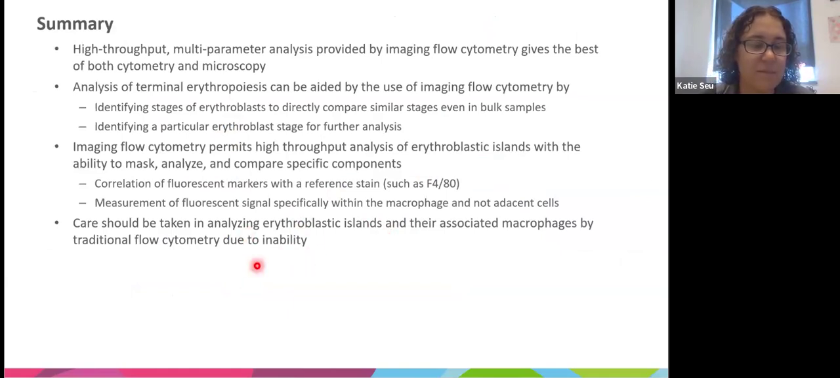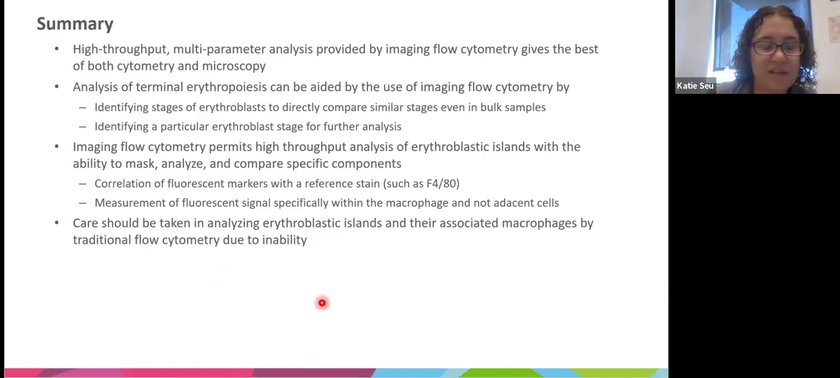And then, you know, a general cautionary note that care should be taken with erythroblastic islands research and any associated macrophages, just knowing now about the fragmentation thing. And this goes for anything. And again, I think I already said it once, but I would urge you, if you're already doing something by traditional flow, if you haven't put it in an imaging flow cytometer once, just to see if your populations are as clean as you think, I would.